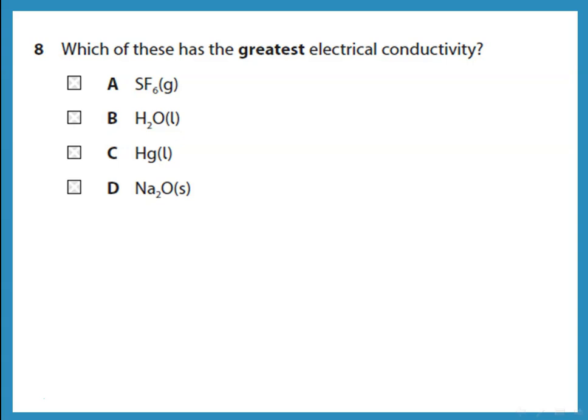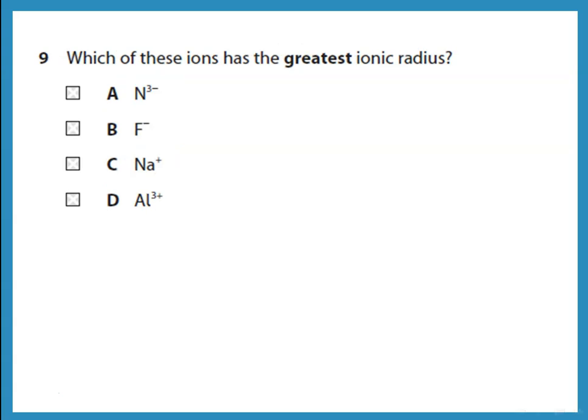Which of these has the greatest electrical conductivity? Okay, let's see the choices. Of course, to conduct electricity, something must be a metal or an ionic substance. Now, A and B, SF6 and H2O, these are covalent, so they're off. We cannot choose them. So my choice would be mercury, which is a metal, and that would conduct electricity. Sodium oxide, D, is actually an ionic compound, but he's saying it's sodium oxide solid. Remember that an ionic compound will not conduct electricity when it's a solid, so the only one that conducts electricity here is mercury.